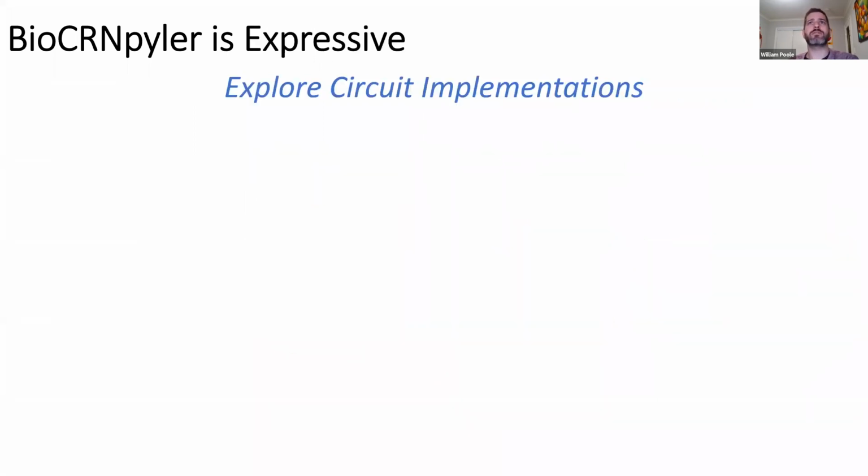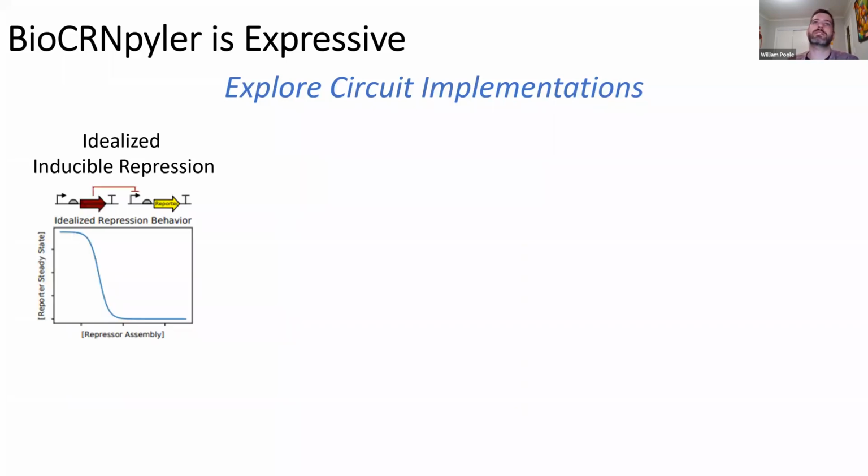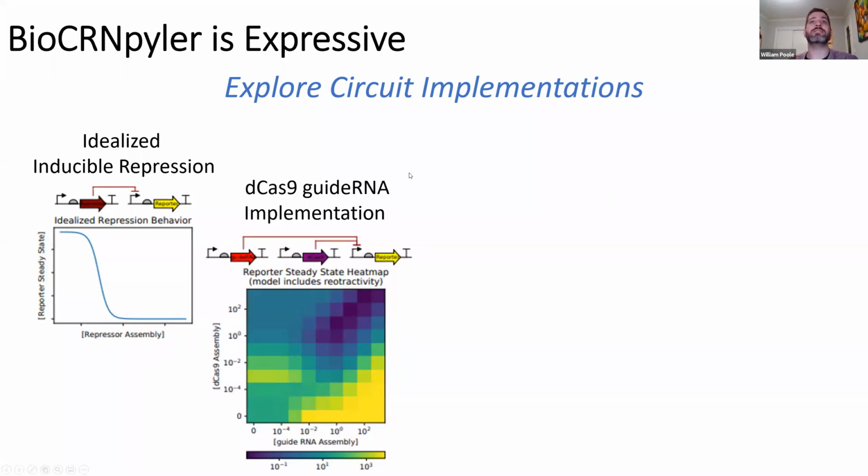Biocompiler is also expressive. I can explore circuit implementation. So if I was exploring design space in the previous slide, now I'm exploring implementation space. What does that mean? Well, if I take an idealized inducible repression, I say, okay, well, the repressor is repressing the reporter. How might I actually build that in the lab? Well, maybe I do it with a deactivated Cas9 guide RNA implementation, where now I actually have two things. I have a guide RNA and a dCas9 that are both expressed. They bind together and bind to the promoter of this reporter and repress it.